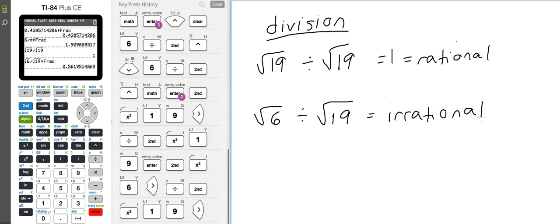So when you're dividing 2 irrational numbers, you have to be careful. You have to use your calculator to see, will this give me a rational number or an irrational number? Because sometimes you're going to have a rational number, sometimes it will be irrational.